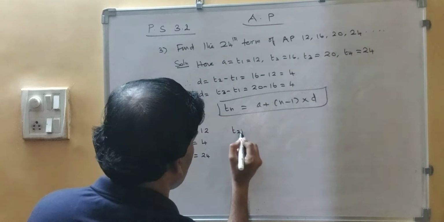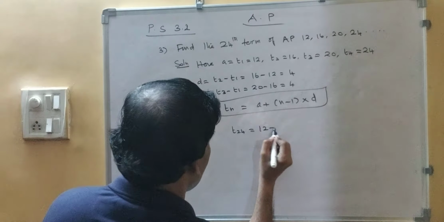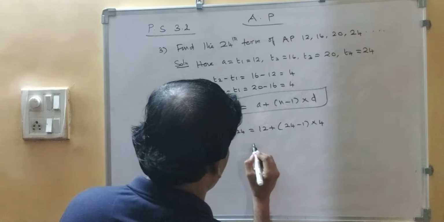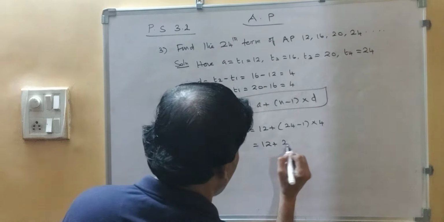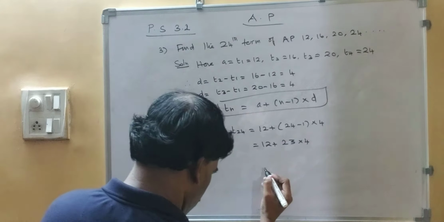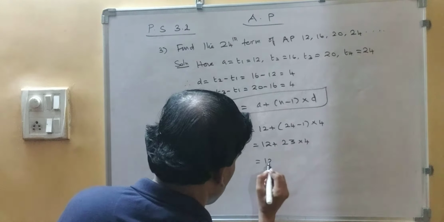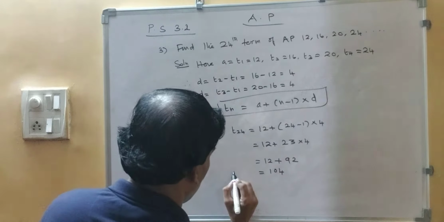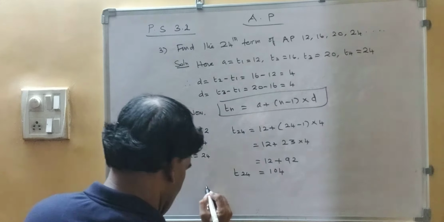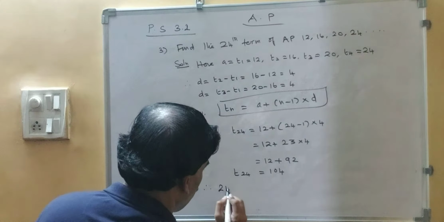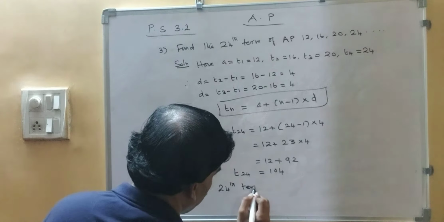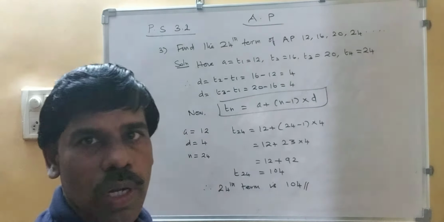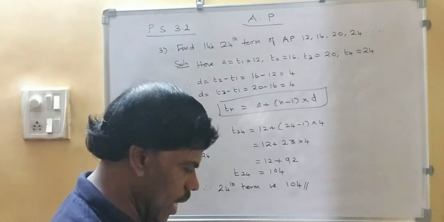Substitute. T24 equal to 12 plus 24 minus 1 into 4. So 12 plus 23 into 4 equal to 12 plus 92 equal to 104. Therefore, the 24th term is 104. That's all. It is very simple. So, okay, we will do the next one.